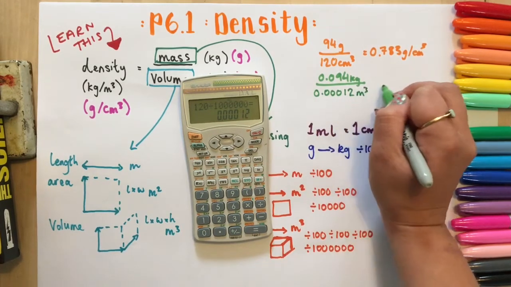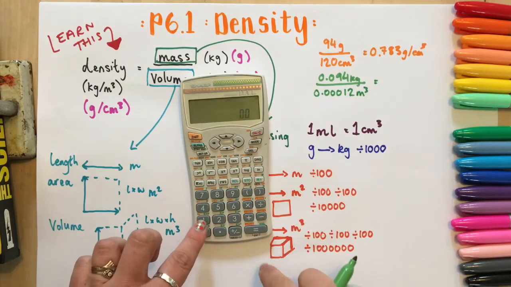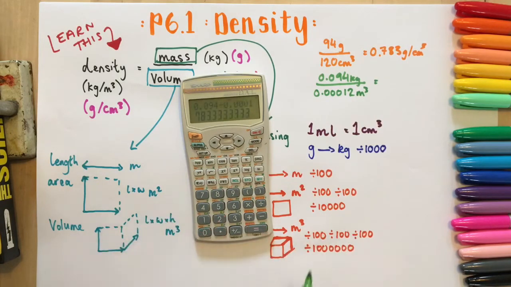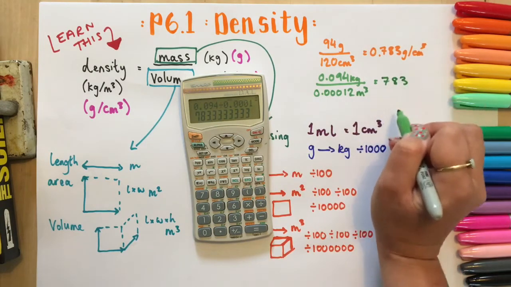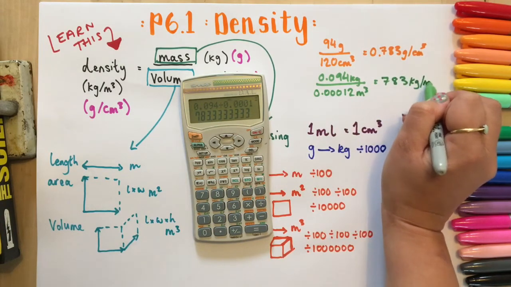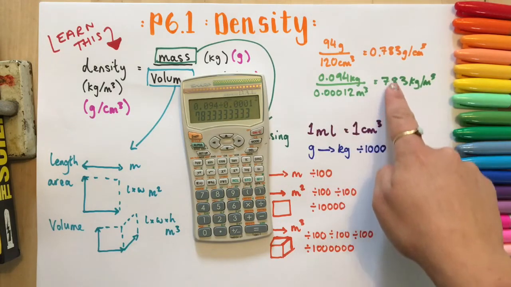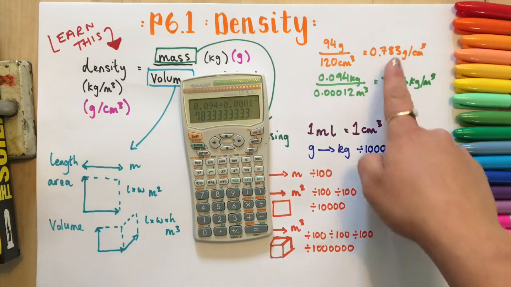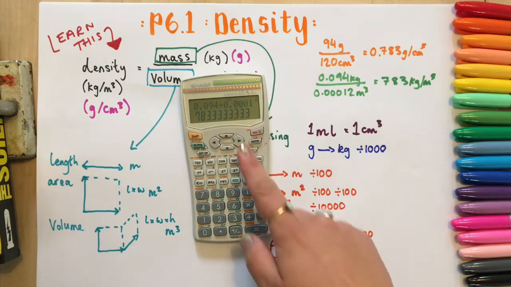0.00012 metres cubed. Okay, so if I now do this calculation, 0.094 divided by 0.00012, I get 783 kilograms per metre cubed. Okay, so we could look at these two numbers now to think, if I'm going from grams per centimetre cubed to kilograms per metre cubed, what is it that I actually need to do?